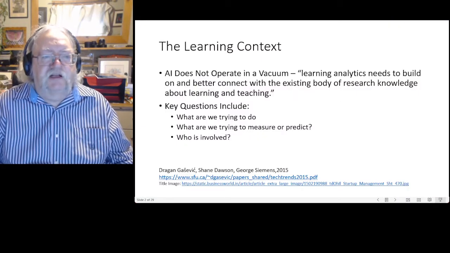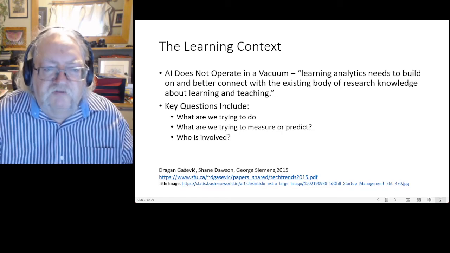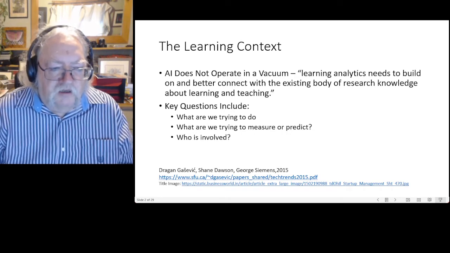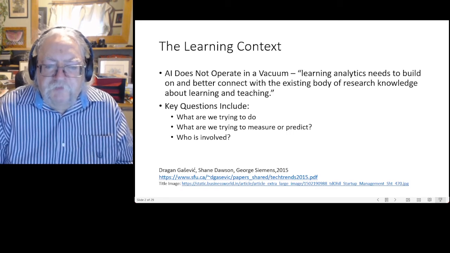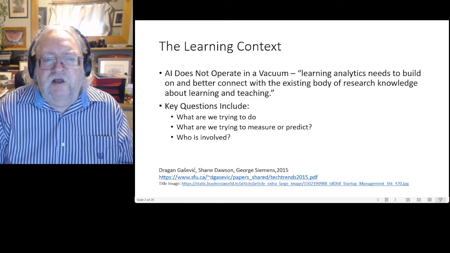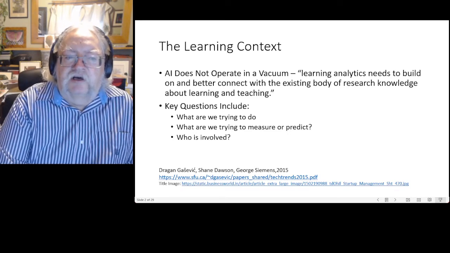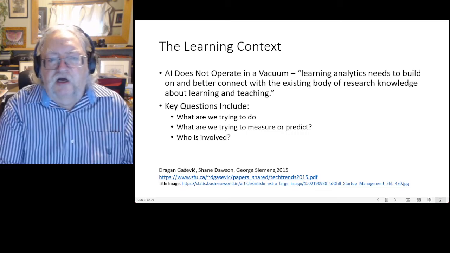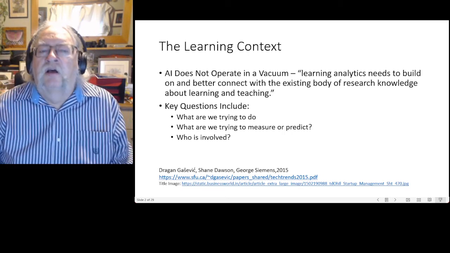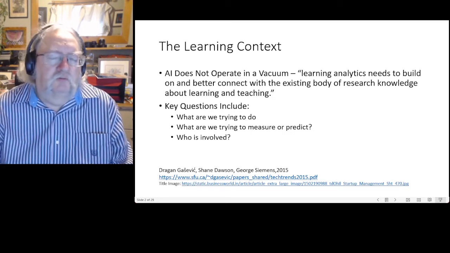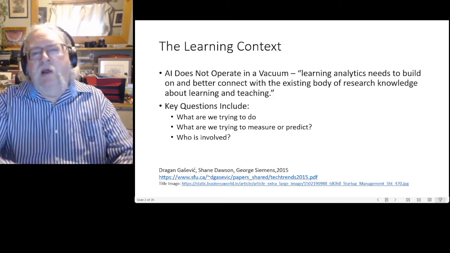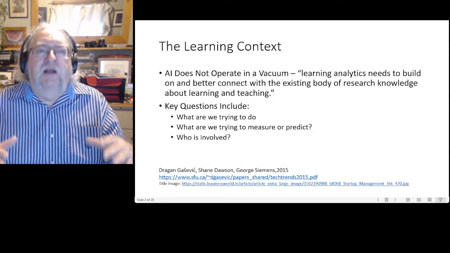Learning analytics and AI does not operate in a vacuum. I'm going to quote quite a bit in this talk from Dragan, Shane, and George's paper on learning analytics, titled something like, "Remember, learning analytics is about learning." And they write, "Learning analytics needs to build on and better connect with the existing body of research knowledge about learning and teaching. Some of the key questions that we need to ask as we look at learning analytics: what are we trying to do? What are our objectives? What are we trying to measure or predict? Who is involved?" And a range of other questions, setting, in other words, the overall learning analytics context.